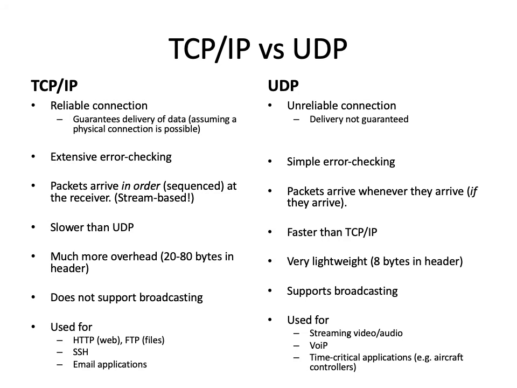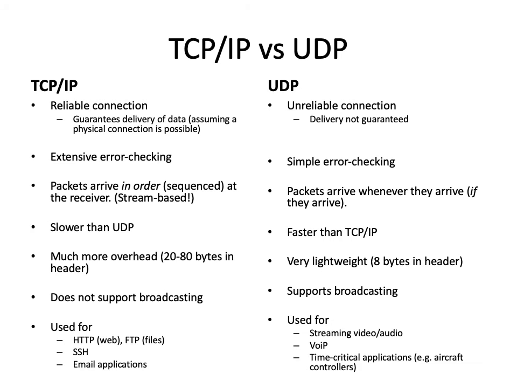Because of this, TCP/IP is used for things where sequence and error checking matter. If you're making a web browser request, that matters. If you're trying to get a file, it certainly matters that you get the file pieces in the right order and that you don't have any errors. Same thing for SSH and email. You don't want those things to be out of order and you don't want them to be corrupt.